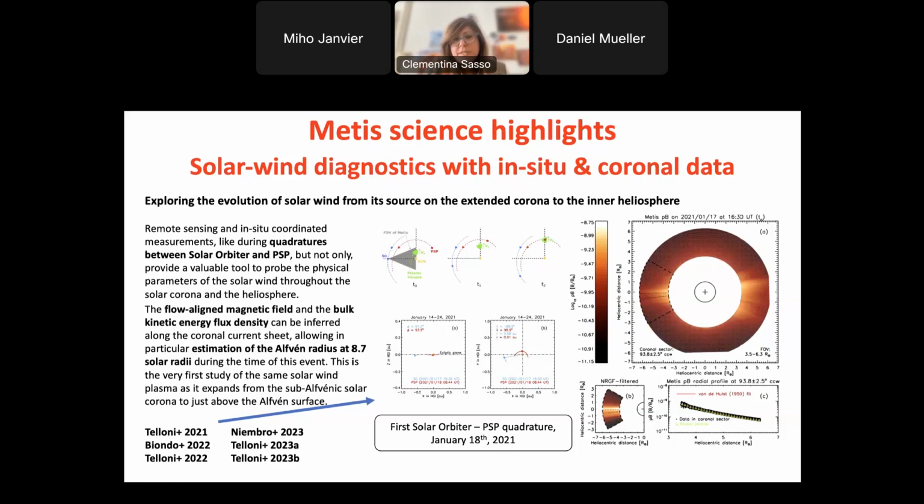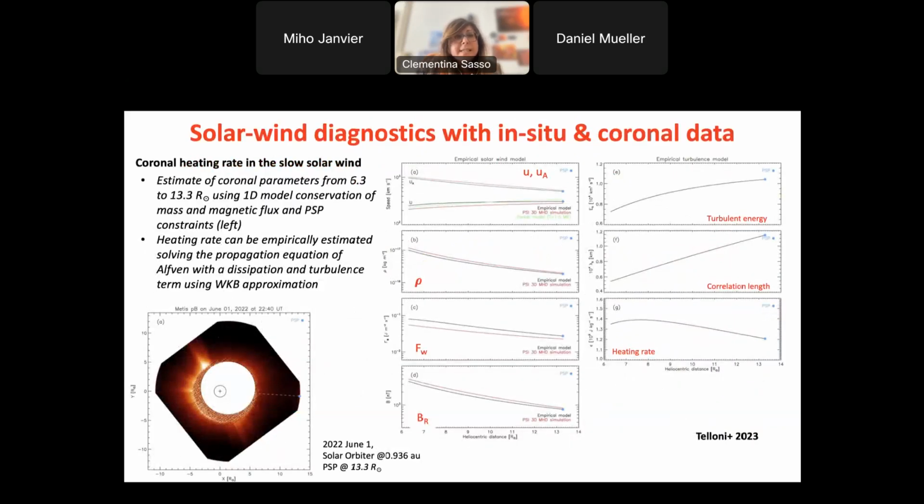In this paper, the authors were able to connect what was seen by Metis with what was measured at Parker Solar Probe. They measured the flow-aligned magnetic field and the bulk kinetic energy flux density, in particular giving an estimate of the Alfvén radius at 8.7 solar radii. Then we also have some results about the coronal heating rate in the slow solar wind in the expanding corona. Again, this is the first time we can do something like this.